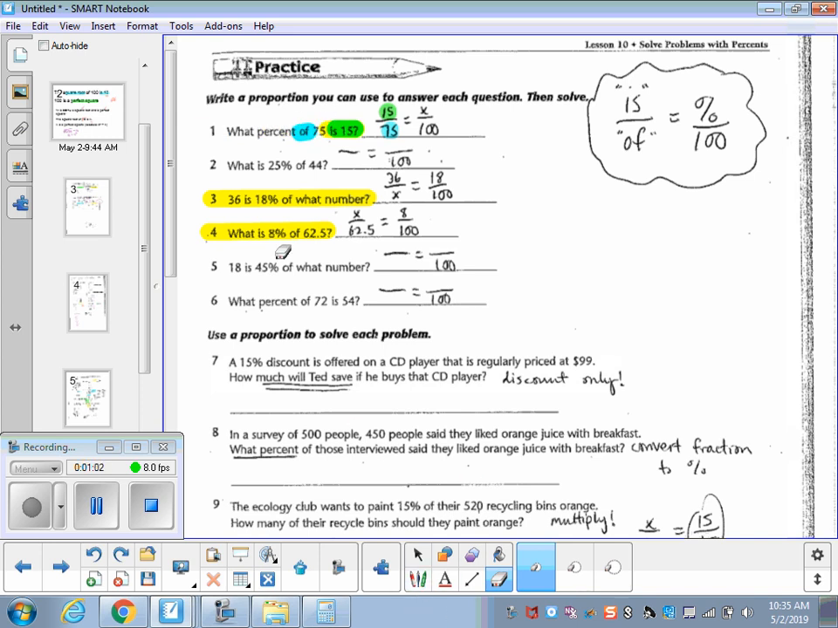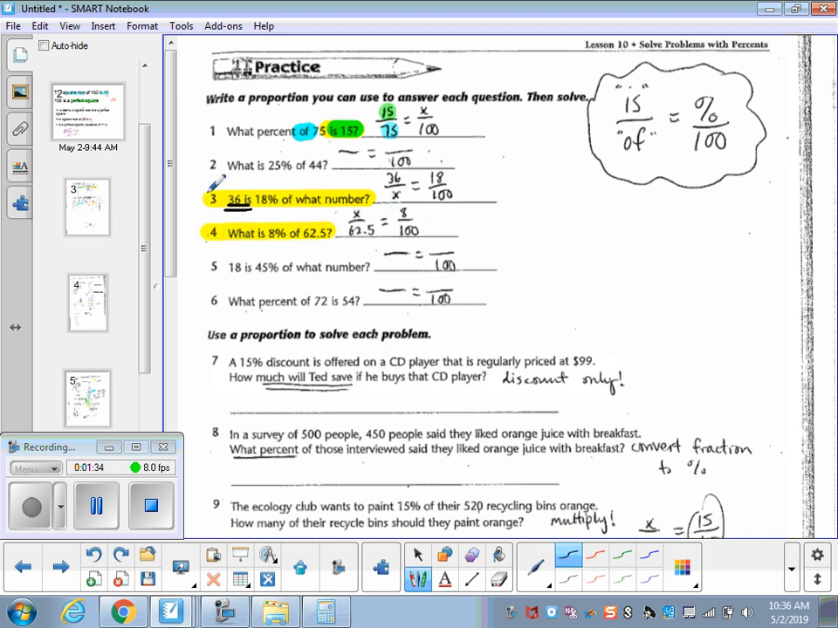All right. Now for number 3. For number 3, once again, keywords. We've got that 36 is, so that's why you see 36 in the is spot. 18%, 18 is a percent out of 100 of what number? So what we don't know, our unknown, is the of, boom. So 36 is 18% of what number? All right, this would be the proportion, cross multiply and divide, and we're done.